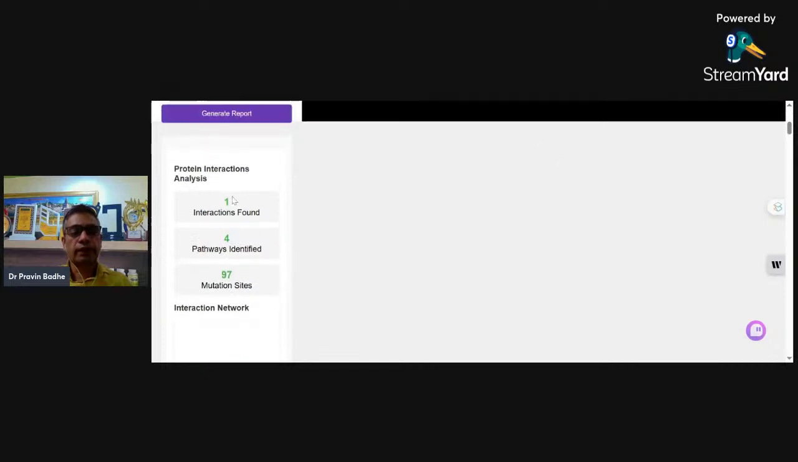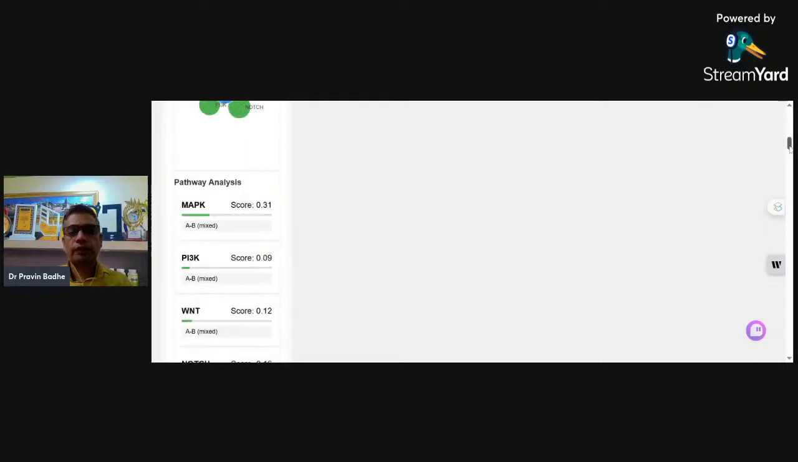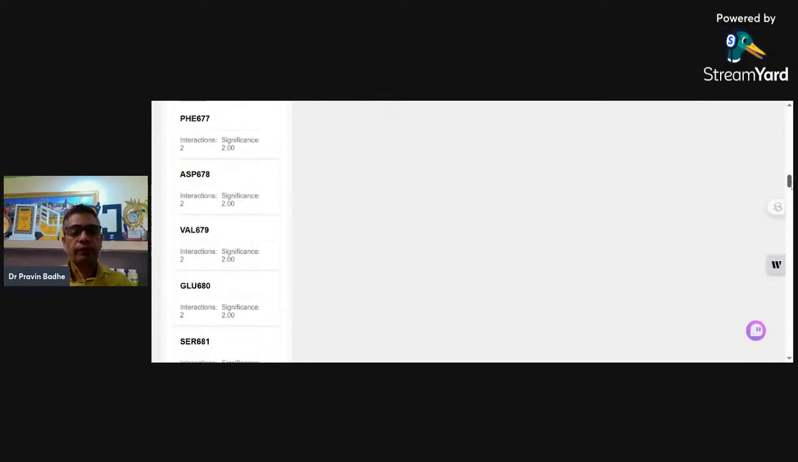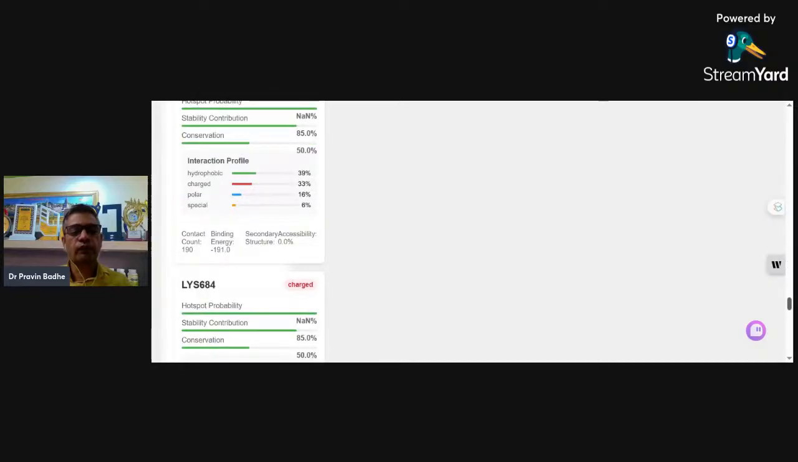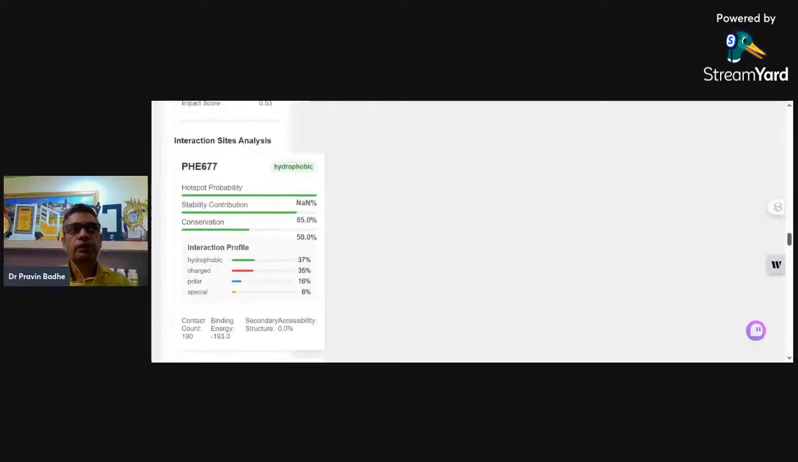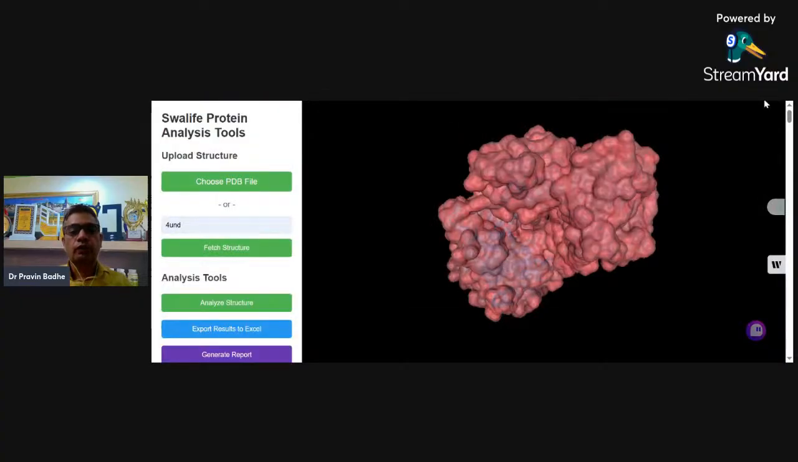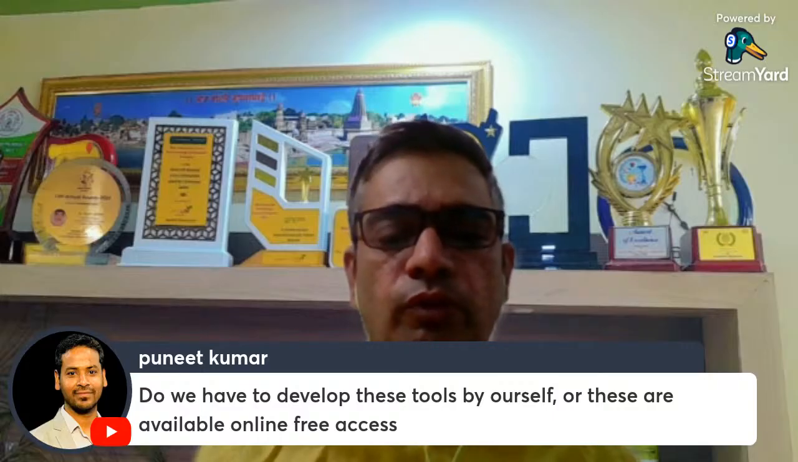interaction analysis. So different pathways, different mutation sites, and all this information is there, which can be utilized when you are validating your target. So once you identify the target, for the validation purpose, this tool can be used. So that's what you can do with the protein analysis tool. Okay, so that's about some of the tools which we have developed.